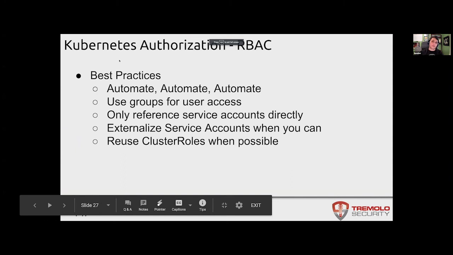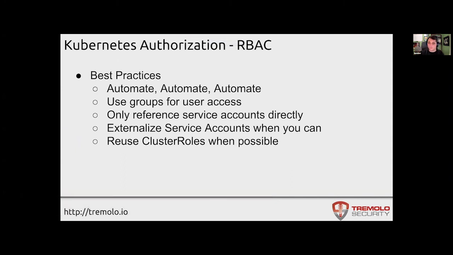Use groups for user access. Again, you saw that big gnarly user string. If you use groups, you're going to make your life so much easier. The RBAC bindings become so much simpler because now you can automate the creation of those bindings without having to update them all the time. You could use things like GitOps, but again, just automate everything.